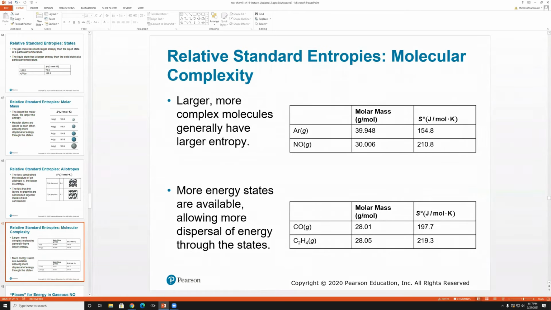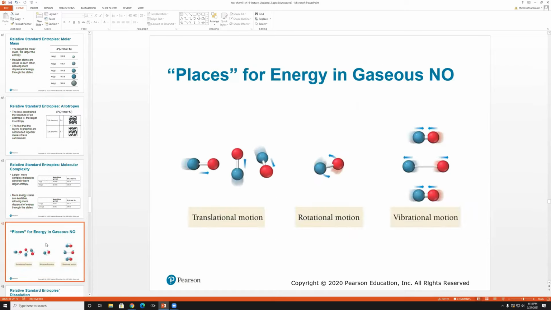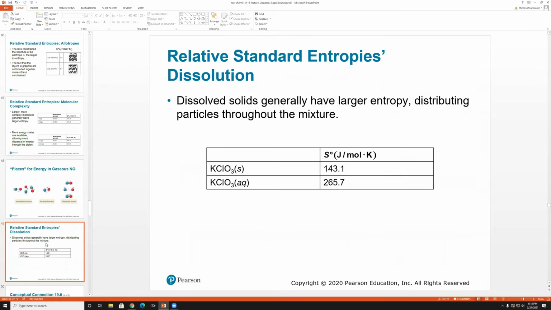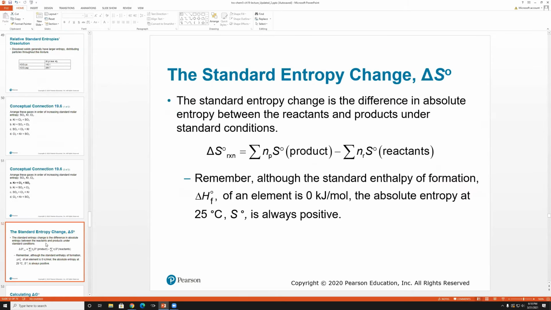And if you have a larger molecule, more molecular complexity, that means you have a higher entropy most likely. So you have carbon monoxide and ethene, both of which have the same molar mass. But since ethene has more atoms and it's physically a little bit larger, then you have a larger entropy. And it's a little bit more complex. So you can arrange those.